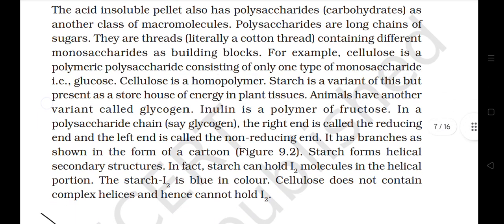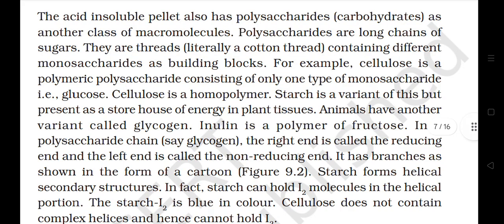9.5 Polysaccharides. The acid insoluble pellet also has polysaccharides, carbohydrates, as another class of macromolecules. Polysaccharides are long chains of sugars. They are like a thread, literally a cotton thread, containing different monosaccharides as building blocks. For example, cellulose is a polymeric polysaccharide consisting of only one type of monosaccharide, that is glucose. Cellulose is a homopolymer. Starch is a variant of this but present as a storehouse of energy in plant tissue, and animals have another variant called glycogen.